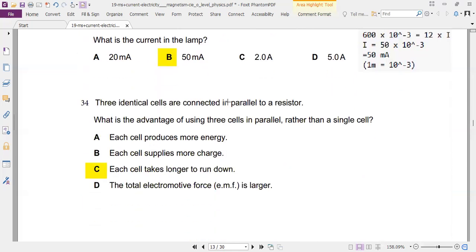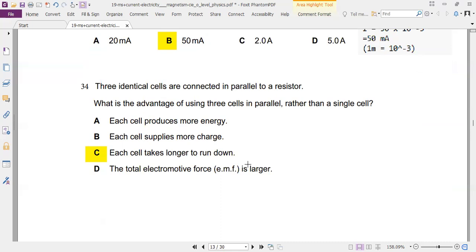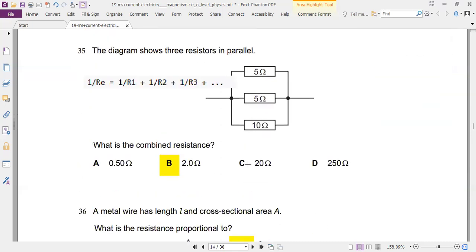Three identical cells connected in parallel to a resistor. Each cell takes a longer time because they are in parallel. The load is equally divided to all three. Use this relationship to calculate the equivalent resistance, and it will be 2 ohms.